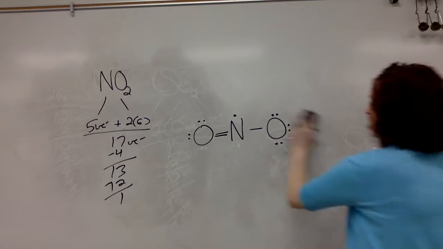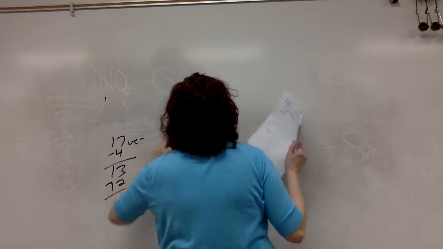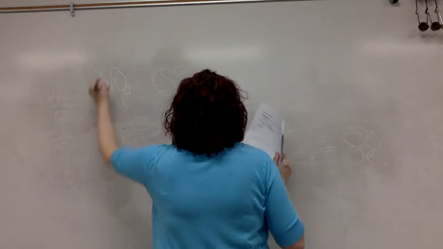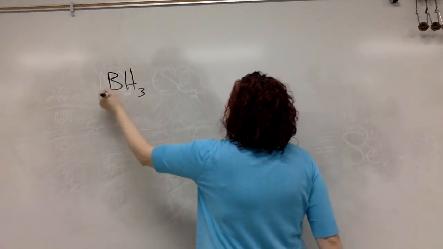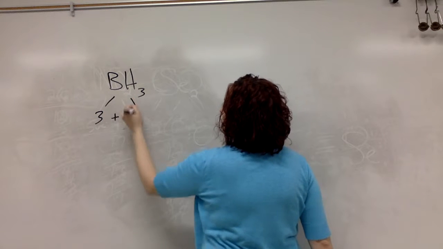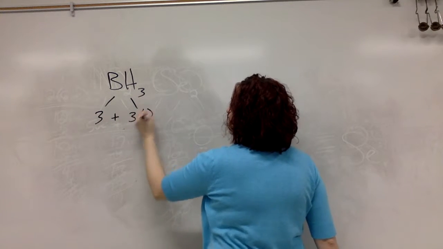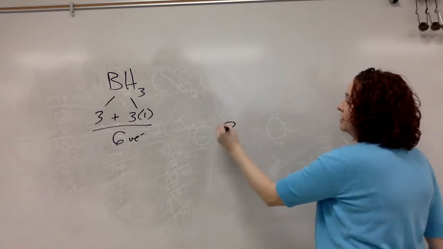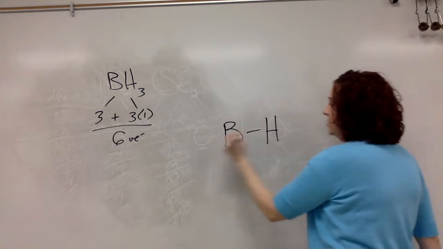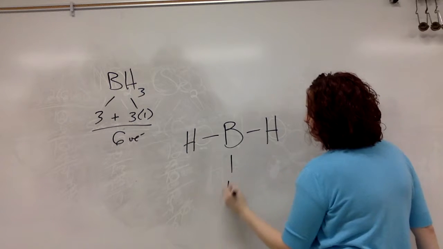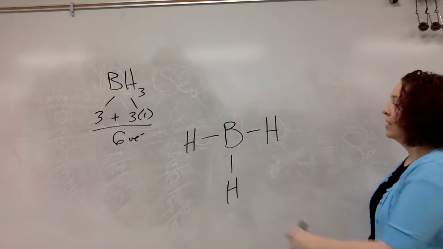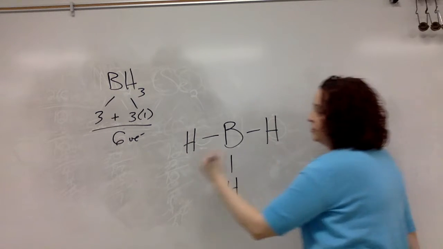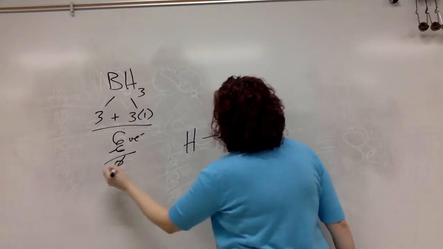All right, next one, BH3. All right, boron has 3 valence electrons, hydrogen, 3 times 1, so 6 valence electrons. Okay, boron is in the center because hydrogen is never in the center, surrounded by 3 hydrogens. Okay, do your subtraction. We just used 6, and so 6.